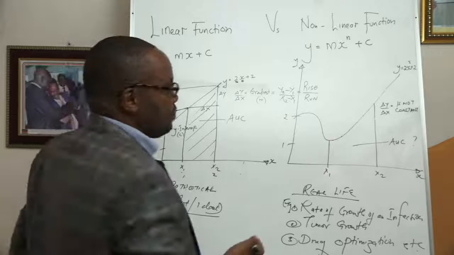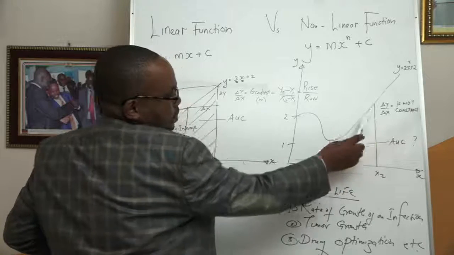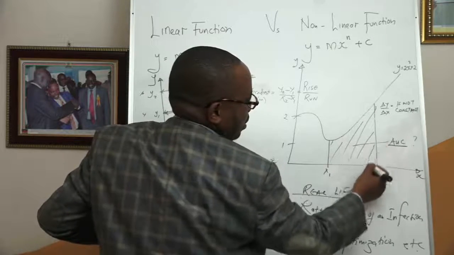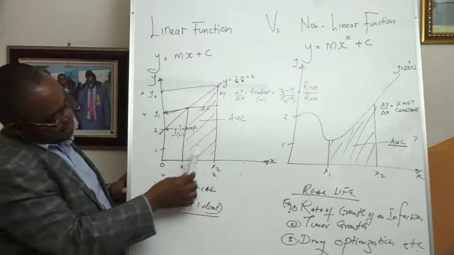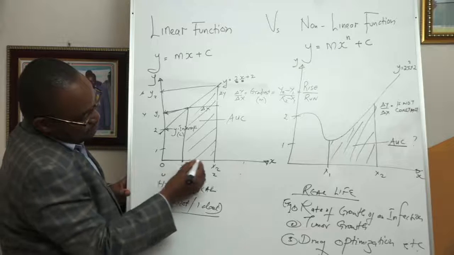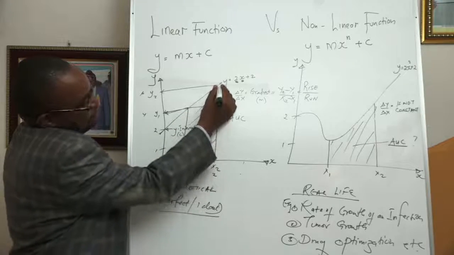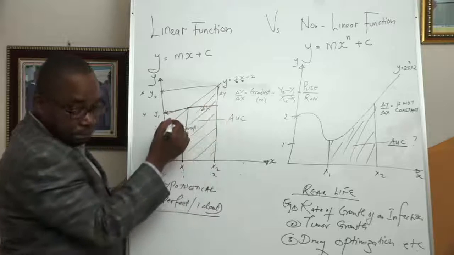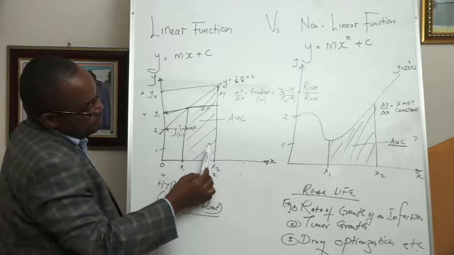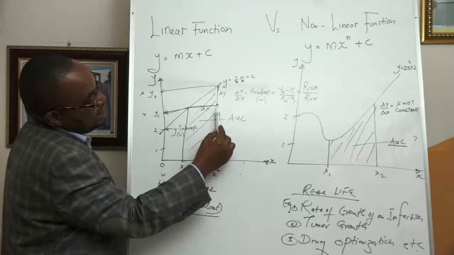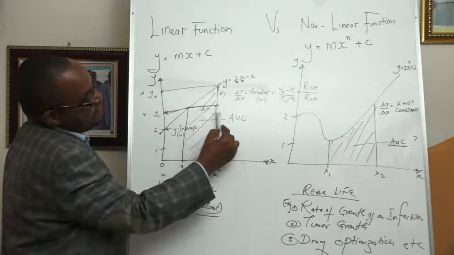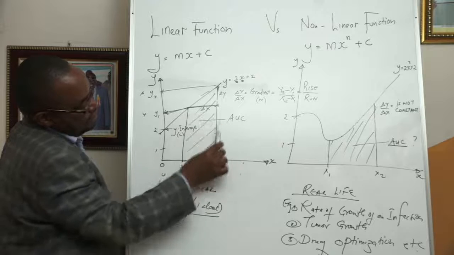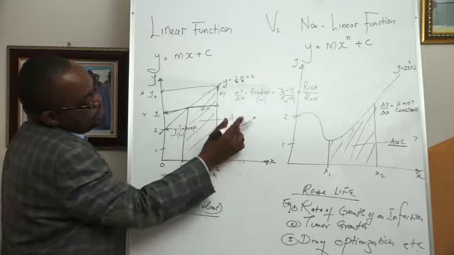At the same time, if you determine the area under the curve, this area, AUC, area under the curve, it would be easy to calculate here because up to here is a trapezoid shape. So there is a first rectangle up to here, then a triangle. You know how to calculate the area of a rectangle: width times length. Then you add the area of the triangle, half base times height. Because it's linear, the area of this rectangle plus the area of this triangle will give you the area under the curve.